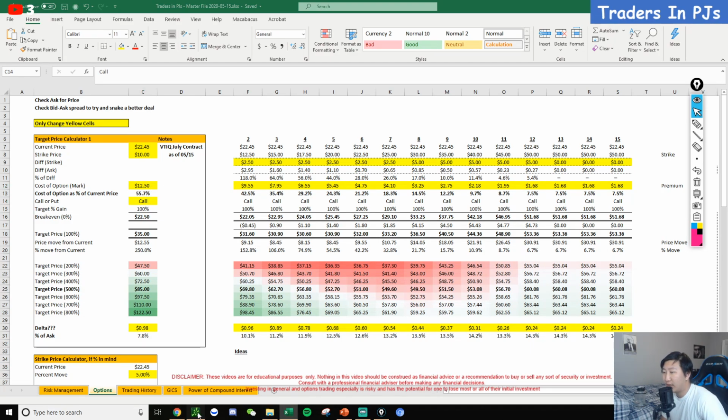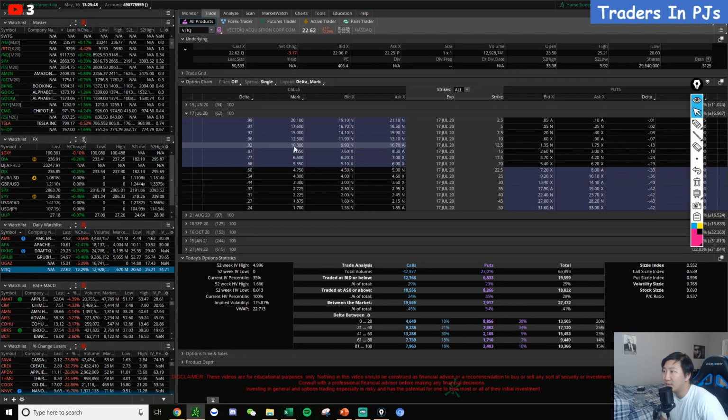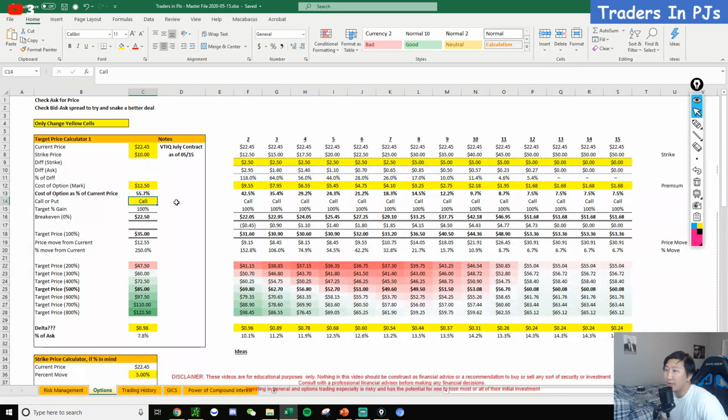12.5, 9.55, and you'll see 12.5, 10.3. It's moved a little bit, whatever, it doesn't matter. But it's close enough, right? And so now we're going to do an analysis.